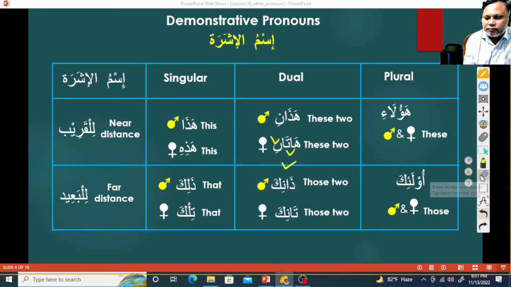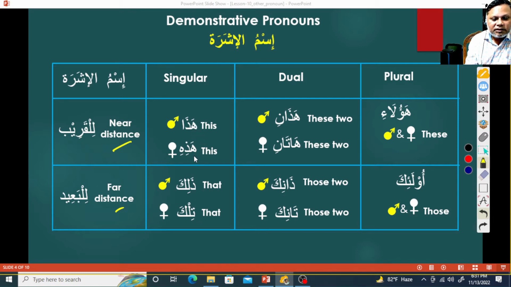Demonstrative pronoun in Arabic is called Ismul Isharah. Ismul Isharah are 2 types. One is used for indicating the near distance object, like this, which means very near object. This is a book. And another one is used for far distance, like that, Jalika, Tilka.